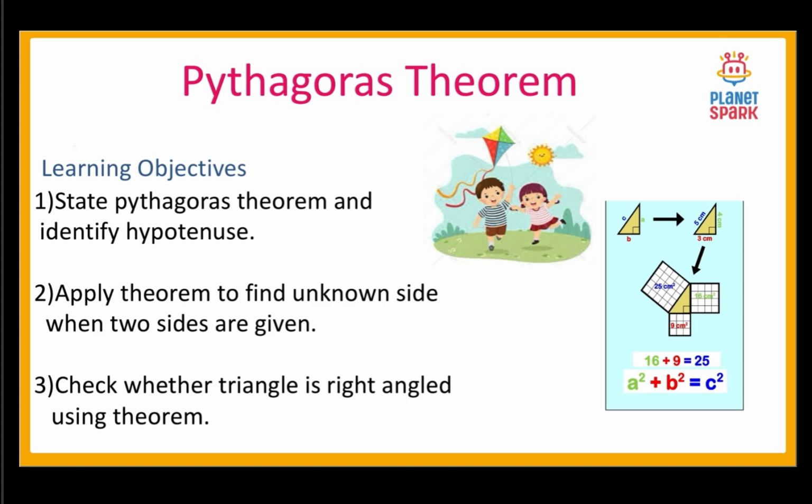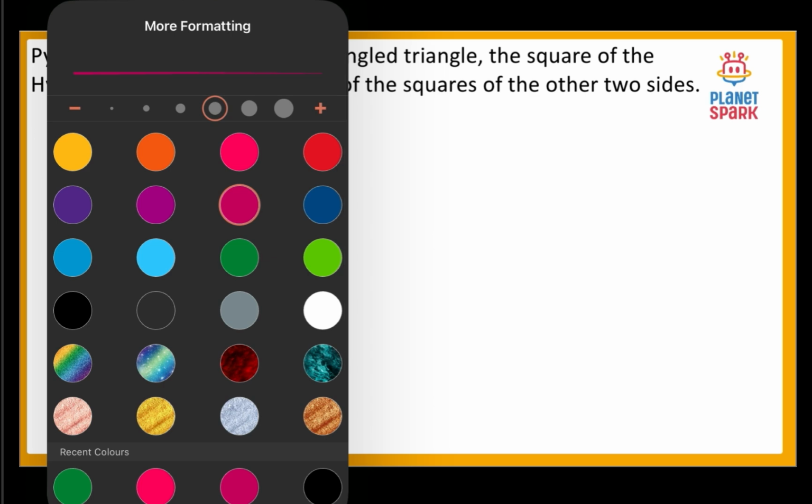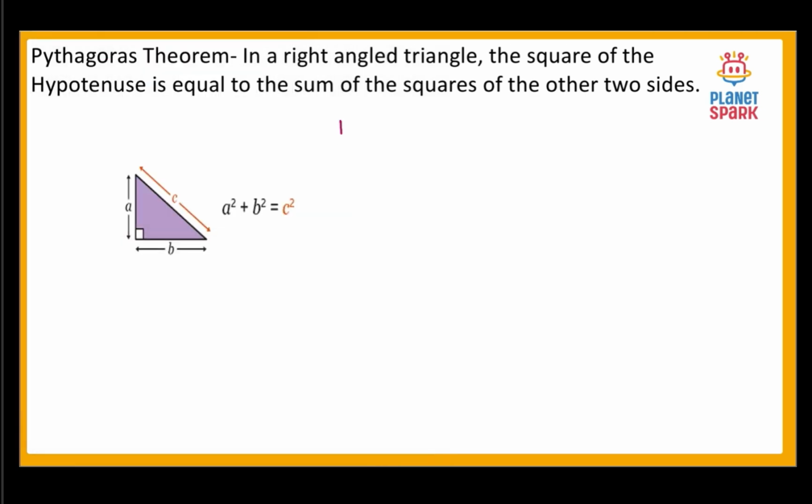So what is Pythagoras theorem? Let's begin with that. Pythagoras theorem is applicable in a right angle triangle. In a right angle triangle, the square of hypotenuse is equal to the sum of squares of the other two sides. Now, if you see the triangle over here, we have a triangle with sides A, B and C. The side which is opposite to the 90-degree angle, the right angle, is the hypotenuse. Remember, hypotenuse is the side opposite to the right angle.